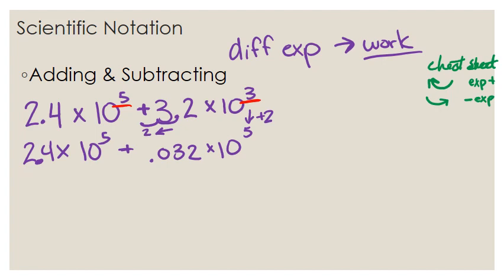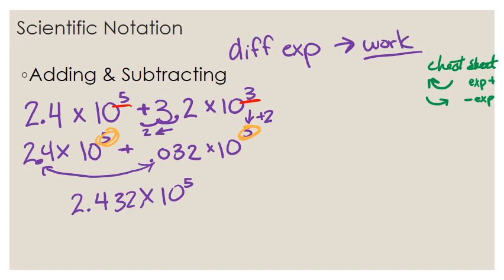Let's keep adding. So now I have like exponents. So I'm just going to bring that like exponent down. And now I can just add these numbers as they are. So if I add those together, I would end up with 2.432. That number is good to go because it's between 1 and 10.